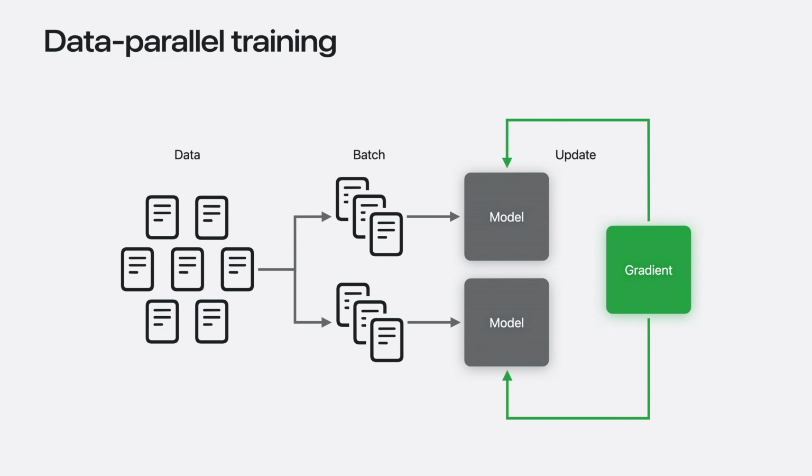This is called data parallel training because the model is replicated while the data is processed in parallel across machines. This is what gives us the speed up. So with n machines, we can process data up to n times faster. Sounds amazing. Let's see how we can use data parallelism with MLX LM.